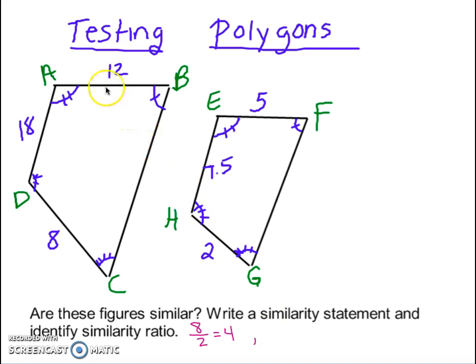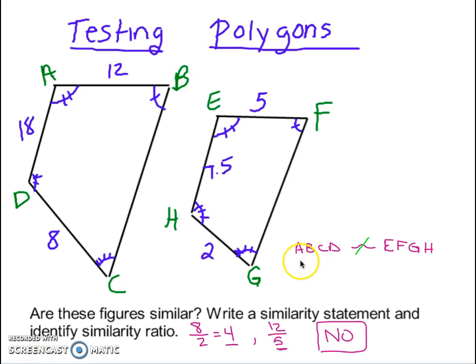And then for our next similar side, we would have AB, we can see, would be equal to EF. So I would write that down, 12 divided by 5. And already I can see that no, we would not have the same similarity ratio for those. So for this, we could say no. We could not prove that these two were similar.